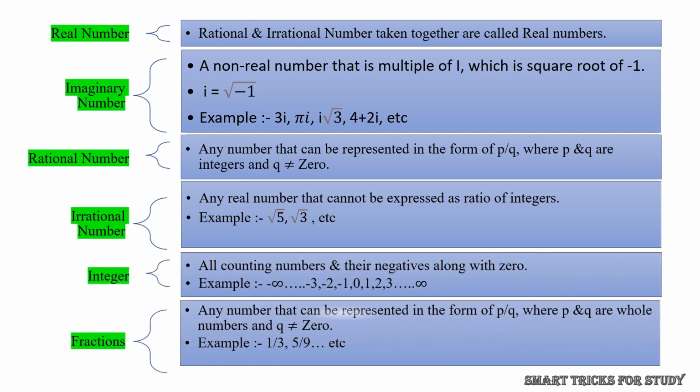Integer. All counting numbers and their negatives along with 0. Example, -infinity to +infinity. Fractions. Any number that can be represented in the form of p by q, where p and q are whole numbers and q is not equal to 0. Example, 1 by 3, 5 by 9, etc.